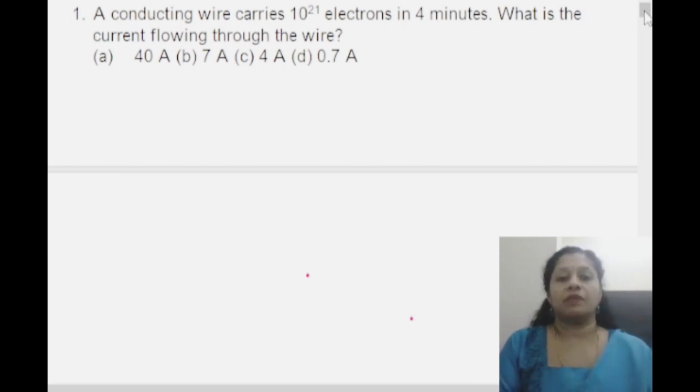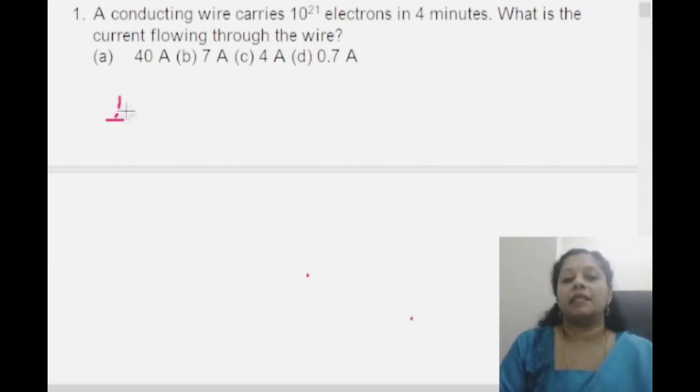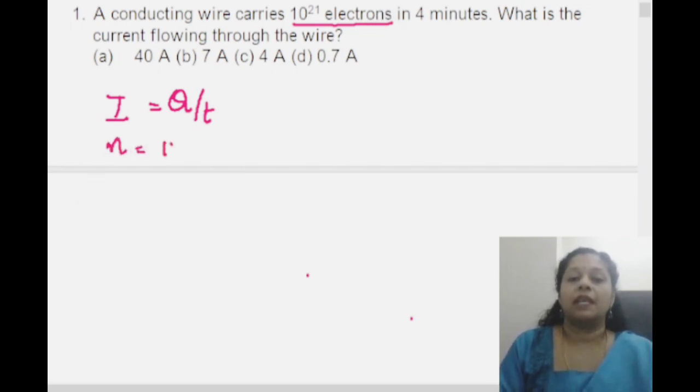So what are we supposed to find out? We have to find out current I. We know that I can be found out by the formula I is equal to Q upon T. But what is given here? 10 to the power of 21 electrons. So N is equal to 10 to the power of 21, that is the number of electrons. And time is also given.